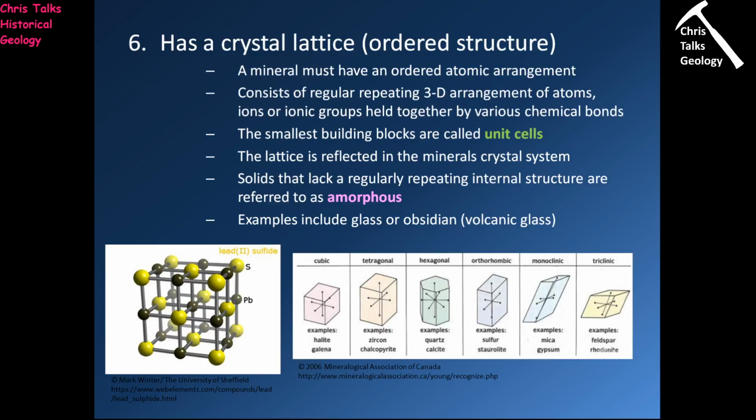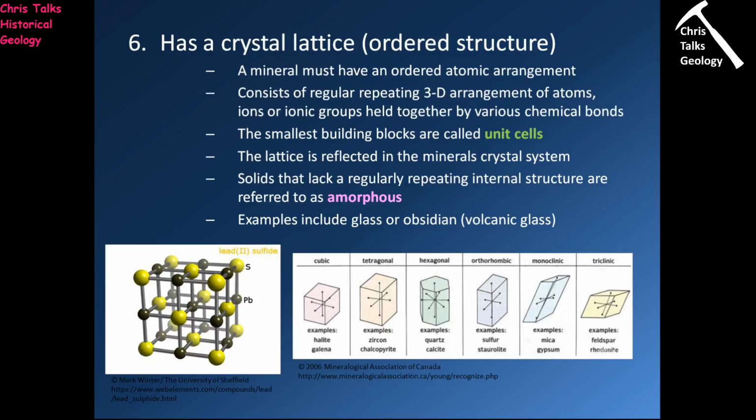The final criteria is, of course, the mineral has to have a crystal lattice, so it has to have an ordered structure. This one is 100% safe. So your crystal lattice has to consist of a regular, repeating, 3-dimensional arrangement of atoms, ions, or organic groups held together by various chemical bonds. So you have to have atoms essentially locked together in a rigid structure. Now, the smallest building block of a crystal lattice is referred to as a unit cell. So think of the unit cell as a brick in a wall. Okay, you have unit cells, and they all stack together to form the crystal.